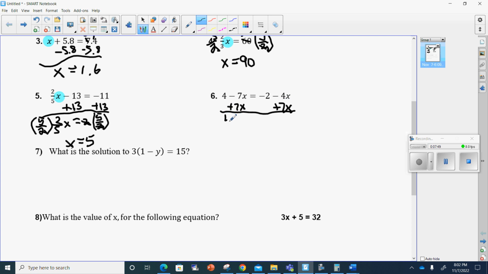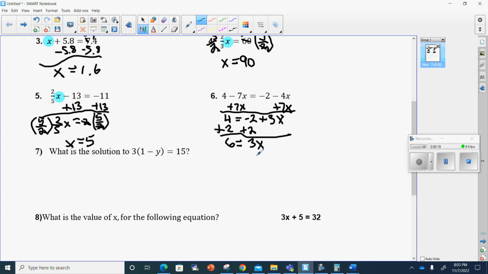This is going to give me 4 is equal to negative 2 plus 3x. Now I'm going to isolate my variable. I'm going to take this negative 2 and add 2 to it, and then I'm going to have to add 2 to this side. This will leave me 6 over here, and it's going to equal 3x.